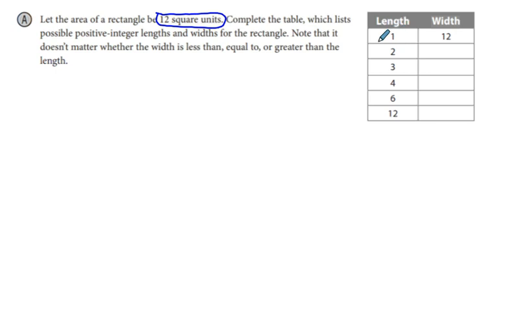And so for an area of 12, 1 times what equals 12? Well, that's going to be 1 times 12, so it just starts the table. What times 2 is going to produce a rectangle with an area of 12? Well, 2 times 6. And then what times 3 equals 12? 4. What times 4 equals 12? 3. What times 6 equals 12? 2. And what times 12 equals 12? 1. So that's what that looks like.